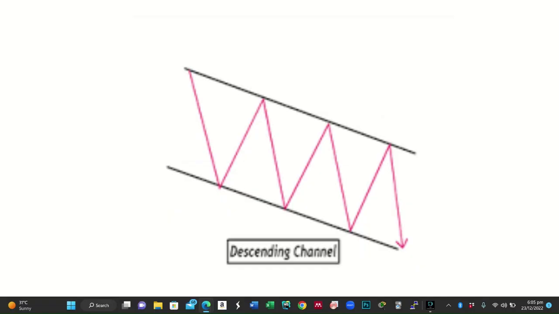So the second one is descending channel. Descending channel is just like the opposite of ascending channel. In ascending channel, it is mostly when price is moving upward, and in descending channel it is when price is moving downwards. That is when it is bearish. But in this ascending channel, it is when price is bullish, when it is moving upward.